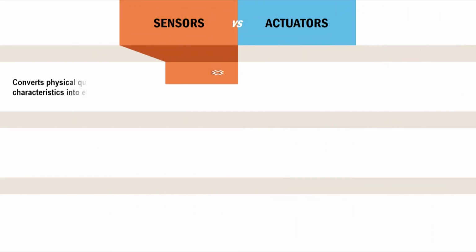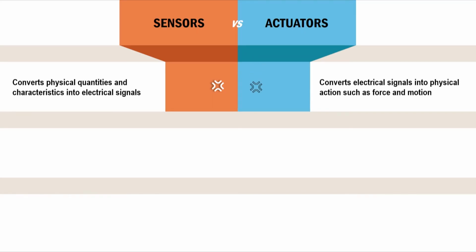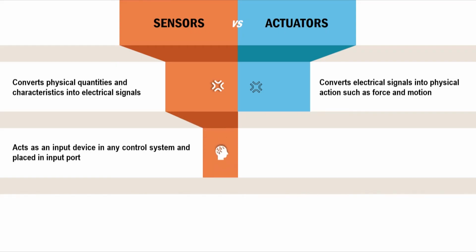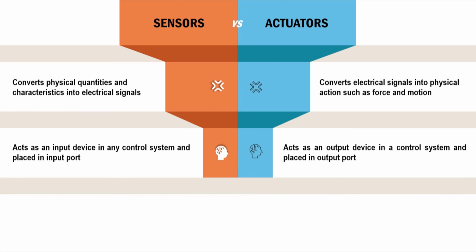Now, the basic differences between sensors and actuators. As I have told already, the sensors convert the physical quantities and characteristics into electrical signals or digital signals. Actuator converts the electrical signal or digital signals into the physical action such as force, motion, etc. Sensors act as an input device in any control system, whereas actuator acts as an output device in a control system and is placed in the output port.